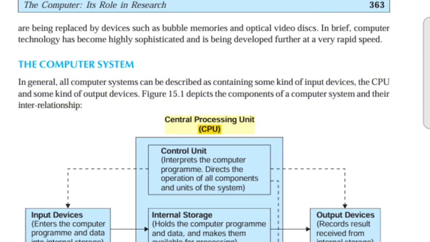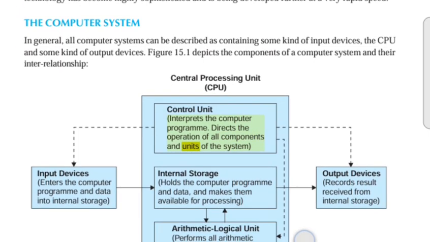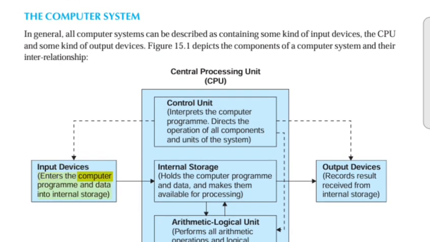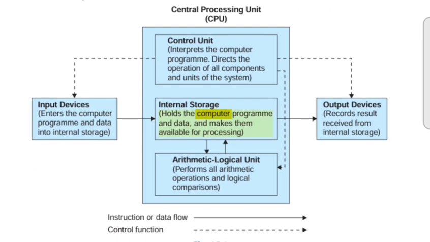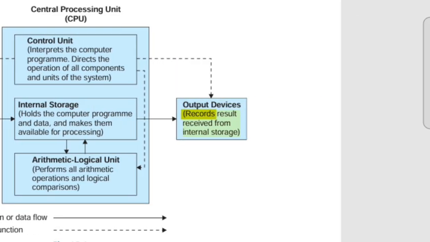Central Processing Unit (CPU) Control Unit interprets the computer program and directs the operation of all components and units of the system. Input devices enter the computer program and data into internal storage. Internal storage holds the computer program and data, and makes them available for processing. Arithmetic Logical Unit performs all arithmetic operations and logical comparisons. Instruction or data flow control function. Fig. 15.1 Output devices record results received from internal storage.